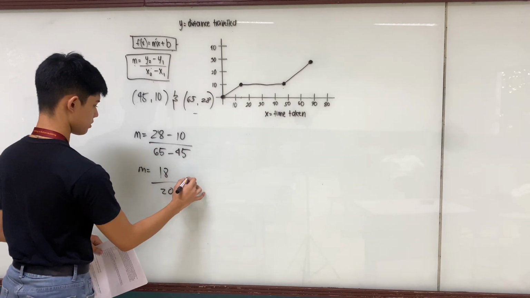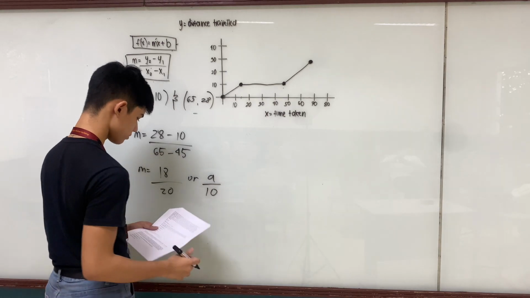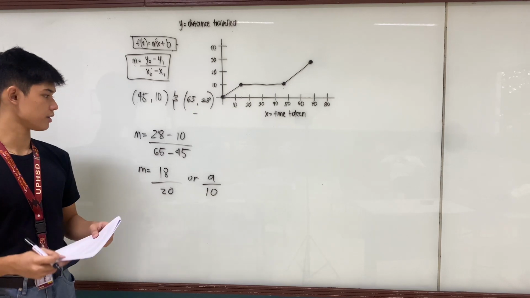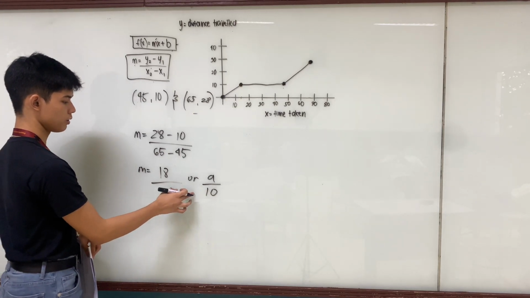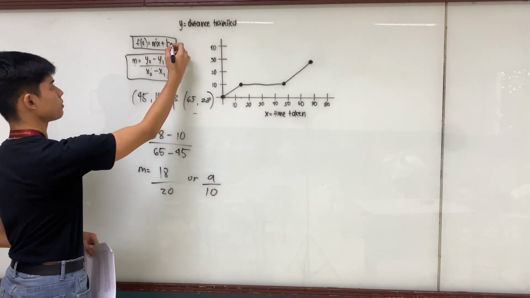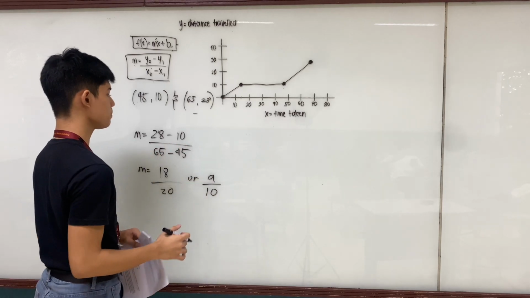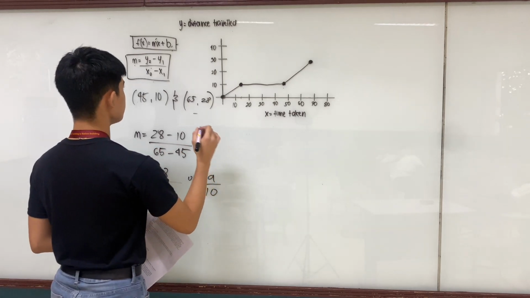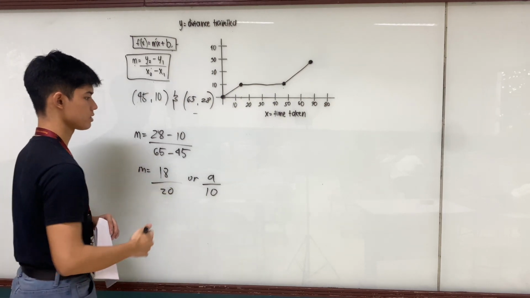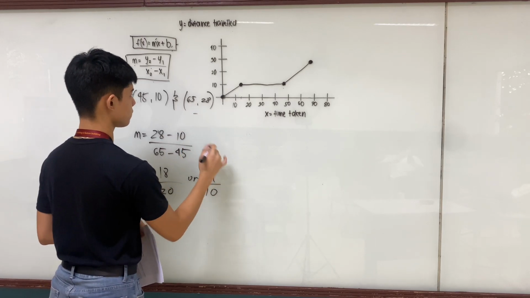Or if we're going to simplify 9 over 10, so this is our slope, or m. Our slope is 9 over 10, but we also need to look for b, or the intercept. So for us to solve for b, we must simply substitute all of our values in our equation and then solve for b. So we're going to use this coordinate for the y.